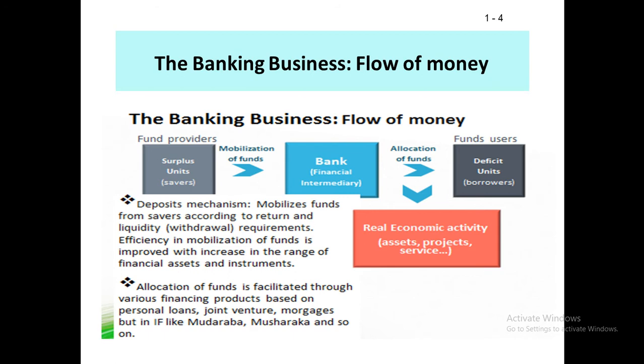But in the middle of providing or allocating funds to the deficit units, the Islamic banks work on real economic activities such as real assets, projects, services and so on. What is the mechanism of deposition? It mobilizes funds from savers according to return and liquidity, meaning withdrawal. Efficiency in mobilization of funds is improved with an increase in the range of financial assets and instruments. Allocation of funds is facilitated through various financing products based on personal loans. It means they provide personal loans, make joint ventures, and make mortgages. Mortgages means investment in real estate, but on the basis of Islamic finance, like mudarba. They make mudarba and musharaka with other institutions and so on.